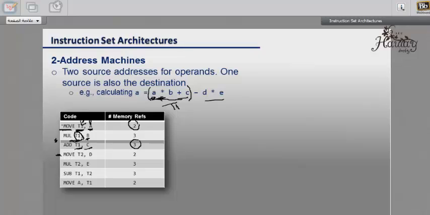We create a function called move. So we move D inside T1. Same thing. We need to multiply T1, which has the value of D, by E. So we have three memory access. Now we have a value of T2 ready because it will store inside. Now straight away we just need to subtract T1 and T2.